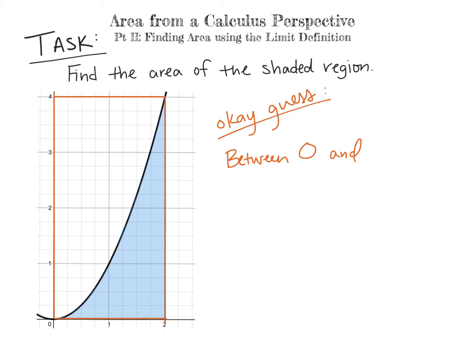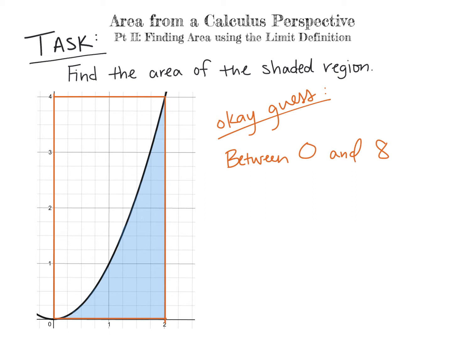Next, I've sketched the rectangle that goes from 0 to 2 on the x-axis and 0 to 4 on the y. Therefore, the area of this rectangle is 8, 2 by 4. So we know that the area of our shaded region is less than that. So our area of our shaded region is definitely in between 0 square units and 8 square units. That's the best we know so far. I'm going to call that our okay guess.